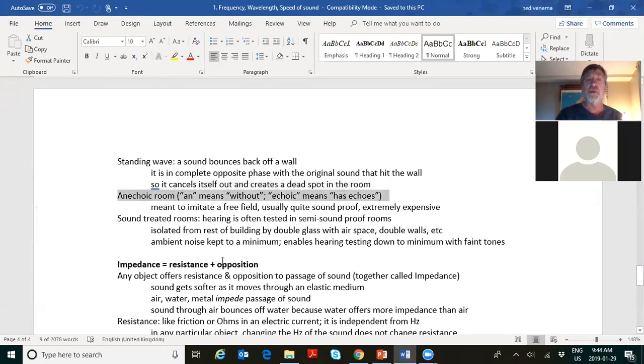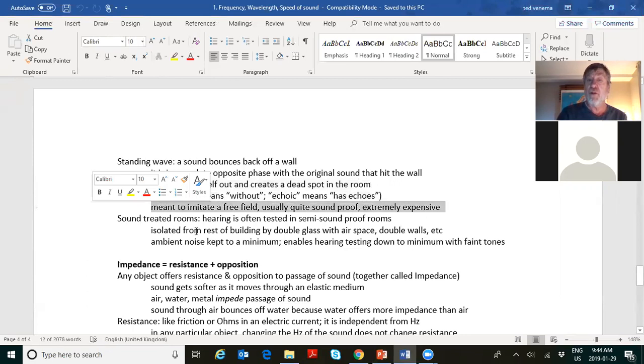Anechoic, there's a term to circle. Anechoic means no echo, none. So you have no sound bouncing back at all. It's meant to imitate a free field. There's nothing to bounce off of. It's usually soundproof rooms. Now, soundproof rooms, I'll stop sharing for a second.